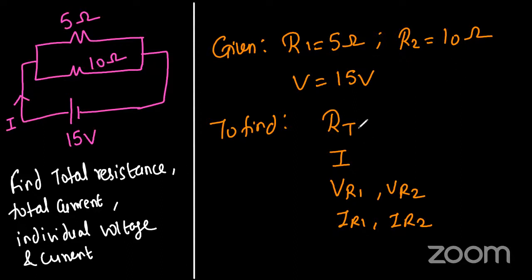So first we'll find the total resistance. And total resistance का formula क्या है? 1 by RT is equal to 1 upon R1 plus 1 upon R2. Because यहाँ पे दो resistance. Then we'll find the total resistance. We'll find the total current, and then think about VR1, VR2, IR1, IR2. Okay, then start with this. So anyone in doubt in the given, in the question, in the to find? Sure. Okay.